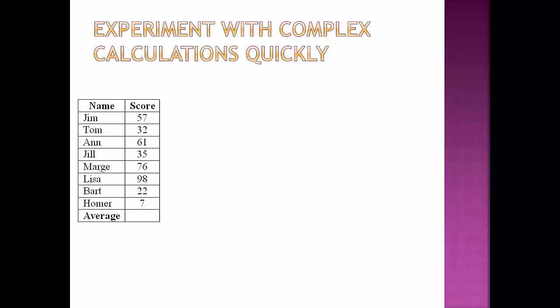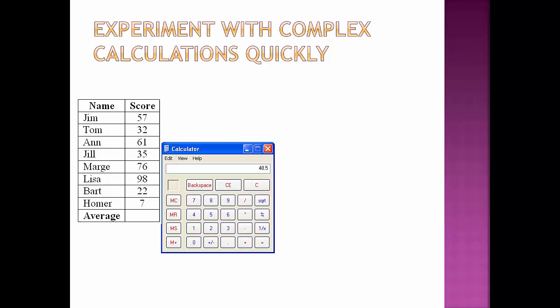To figure out the class average for that, you'd have to add up all those different people, for Jim and Tom and Ann and Jill and so on. Say, hey, we have a total of so many, and we have to divide it by the total number taking the test, and our test average is 48.5. Well, what if you realize, oh wow, Homer and Bart are in our class, and this is supposed to be Bart and Homer Simpson. What if you realize that Homer and Bart cheated together? So you've got to give them zeros for the test.